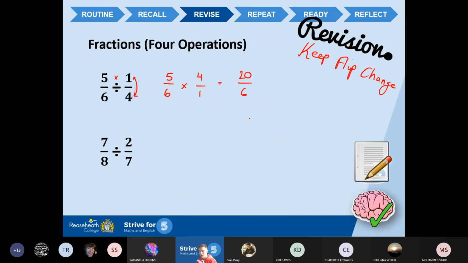Now, what do we have here? We have an improper fraction. So what should we try and do? Try and convert it into a mixed number.